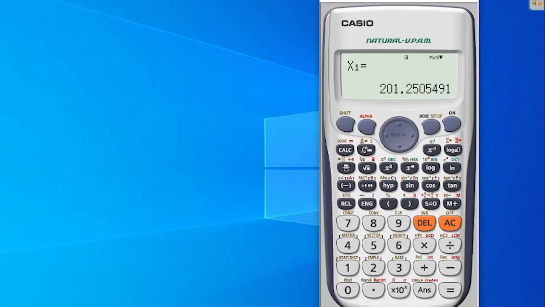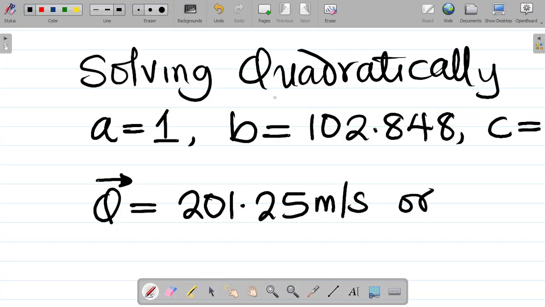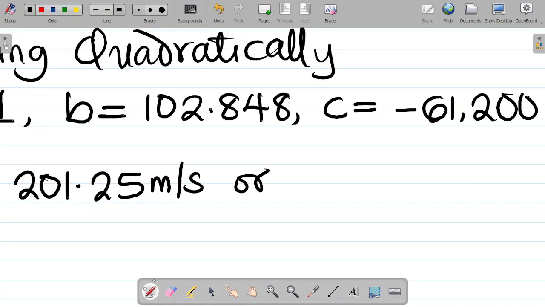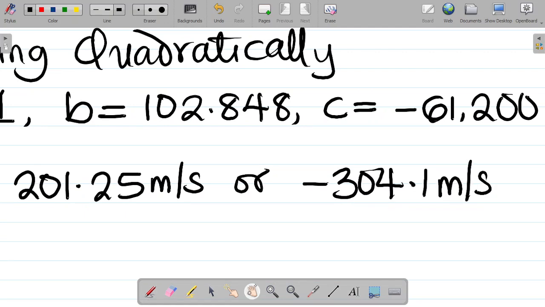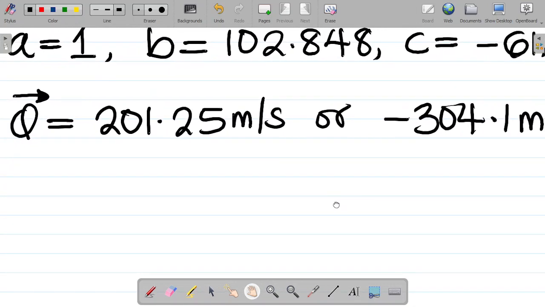Let's see the second value. Of course, every quadratic equation has two values, so I'll press equal to again. You can see your second value as minus 304.10 to two decimal places, again in meter per second. So these are the two possible values of Q.